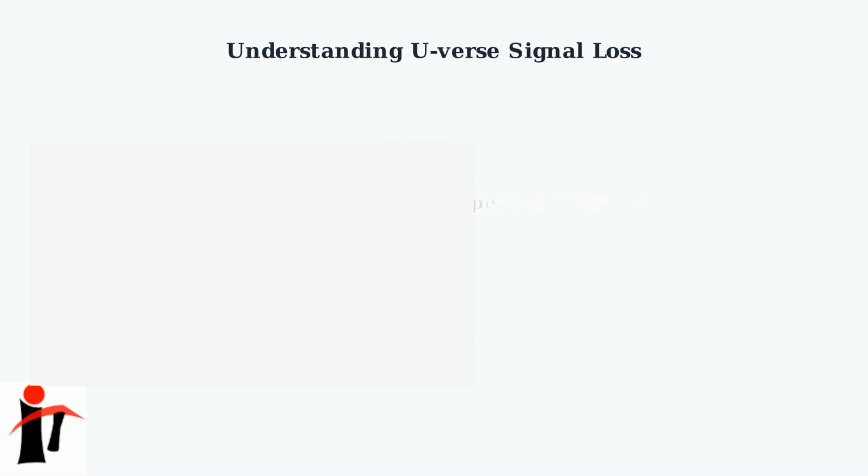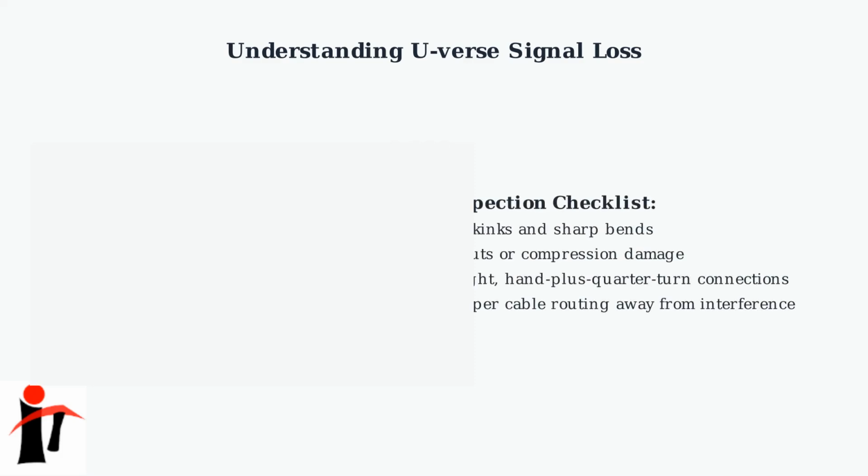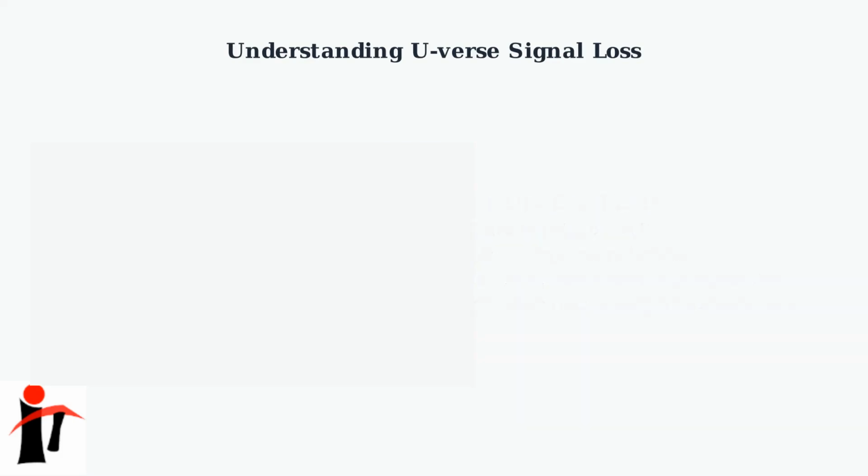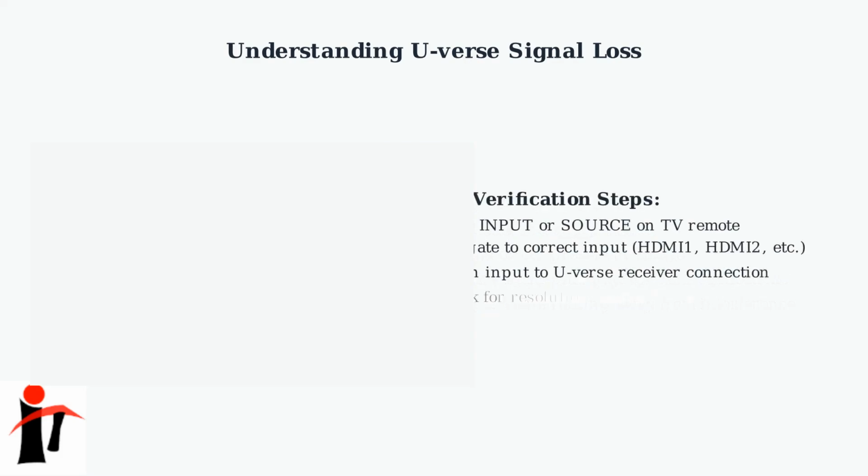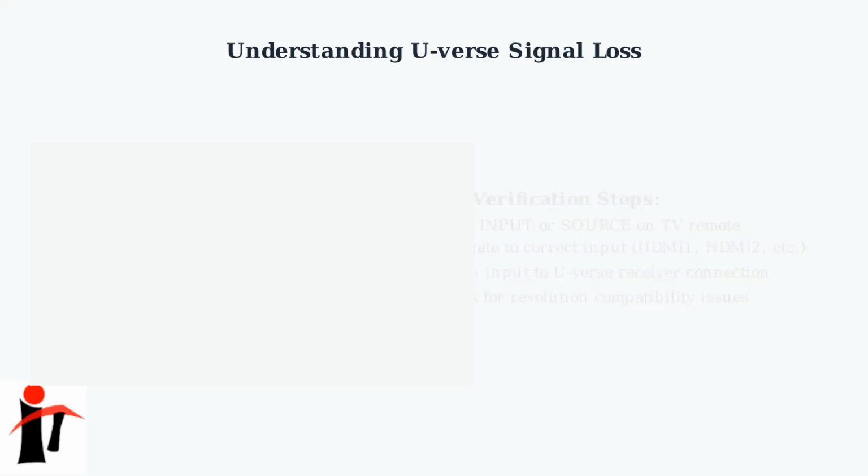Next, inspect all coaxial and Ethernet cables for physical damage. Look for kinks, cuts, compression damage, or sharp bends that can disrupt signal transmission. A surprisingly common issue is incorrect TV input selection. Verify that your television is set to the correct input channel where your Uverse receiver is connected.